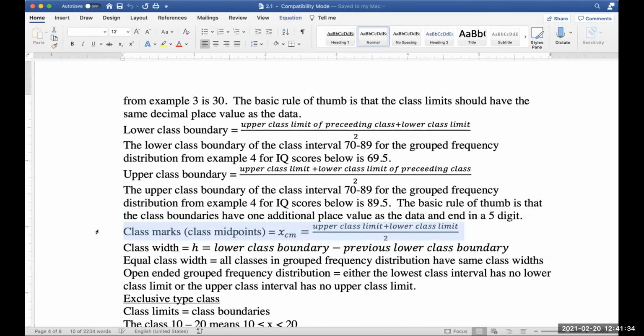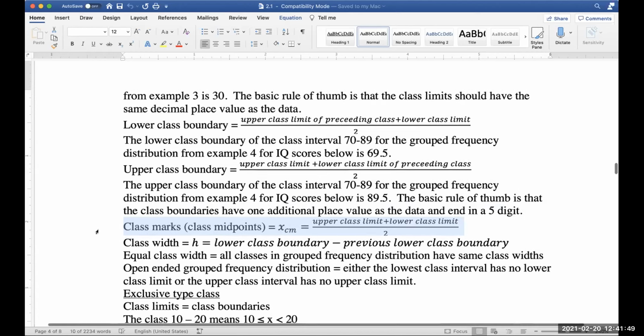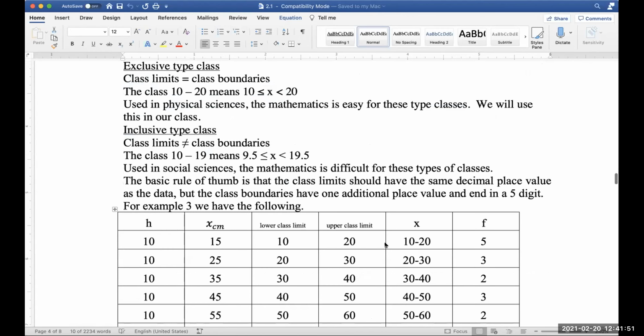The class marks, sometimes also called the class midpoints, are the lower class limit plus the upper class limit divided by 2. So I have here the interval 10 to 20. So the lower class limit is 10. The upper class limit is 20. Therefore, the class mark is 15.